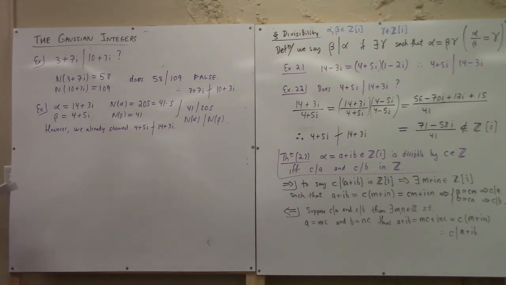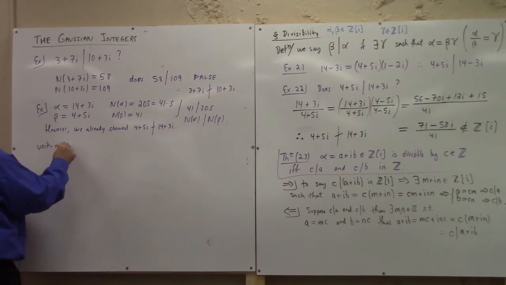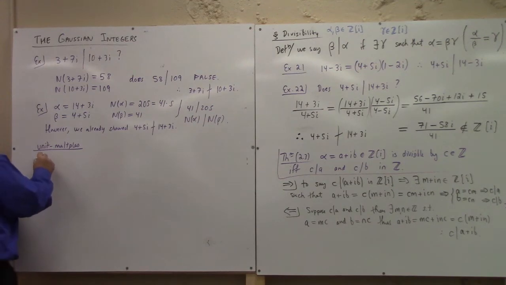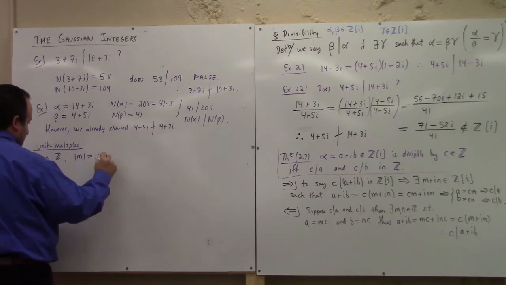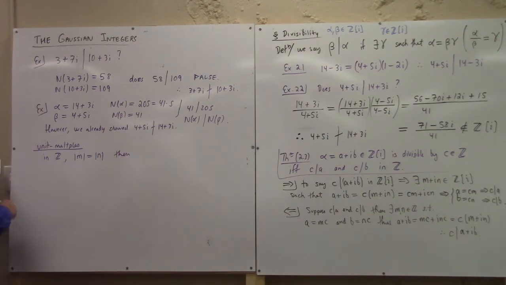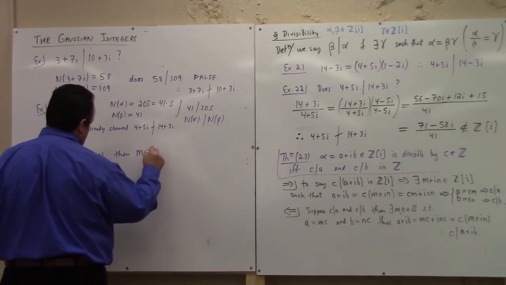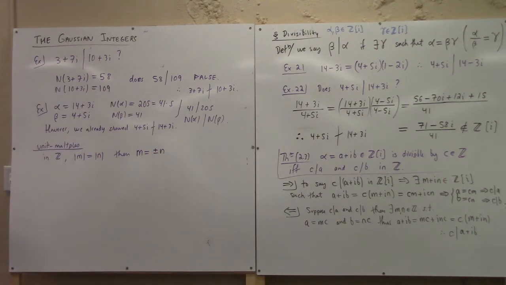So next thing he's talking about is unit multiples. So talk a little bit about unit multiples. All right, so like in Z, the integers, if you have the absolute value of m equal to the absolute value of n, then what does that tell you about the integers? Ooh, wait, no. m is equal to, well, you almost got it, plus or minus n, right? Because the absolute value eats minuses.